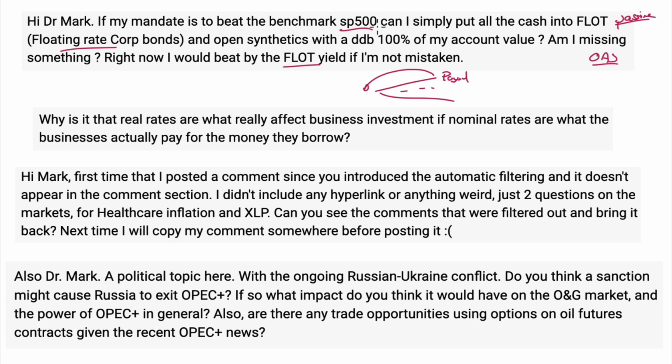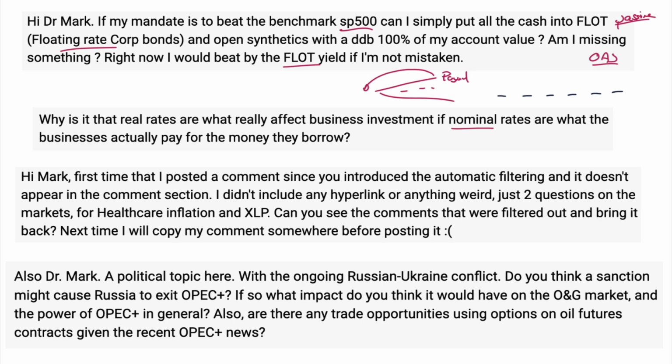Why is it that real rates are what really affect business investment if nominal rates are what the business actually pays for the money they borrow? Because nominal rates not only are what they pay for the money to borrow, but the inflation component of the nominal rate is what their cash flows will increase by. So let's say that inflation was 4% and the nominal rate was 4%. My money's free, because let's say I have a project and I forecast out cash flows. And I find that inflation is 4%, or in whatever I'm borrowing. Let's say I issue a bond issue and the coupon is 4%, and inflation is going to be 4%.